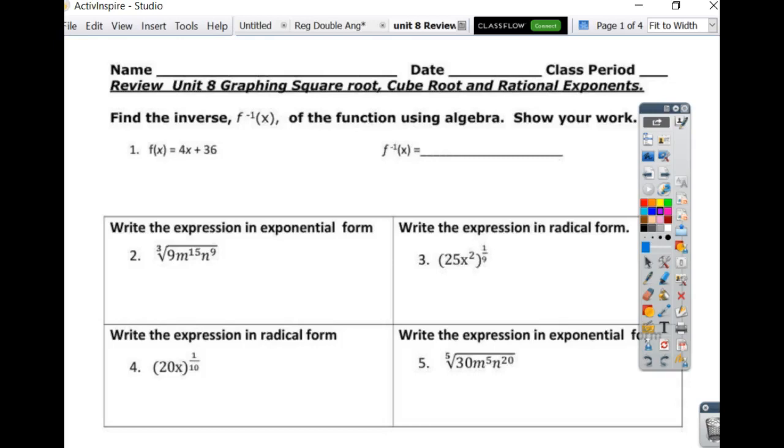Okay, so first of all, the first one, it's a review. When we're finding the inverse, what do you have to do? Flip the x and the y, and then what do you solve for? Then you solve for the y. Okay?